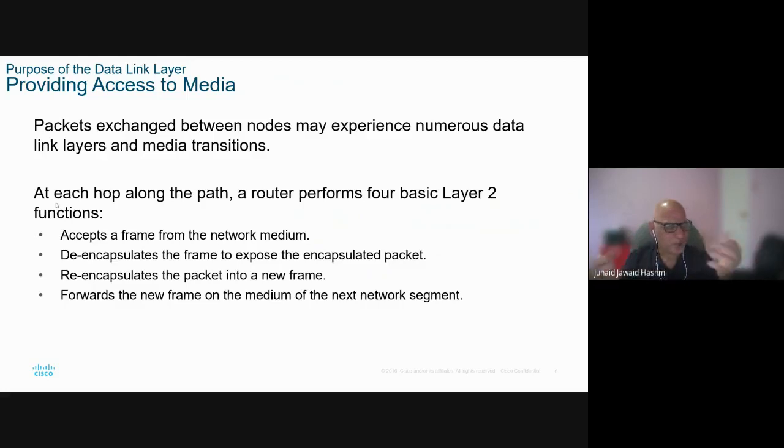The basic layer 2 functions inside the router: what it does is it accepts a frame from the network medium. It de-encapsulates the frame, meaning it opens the box to expose what's inside the packet. When it finds all the content of the packet, because a typical packet should have the source address, destination address, source IP address, destination IP address, and it finds all the necessary information, it has to re-encapsulate. It has to put it back in the box as a new frame.